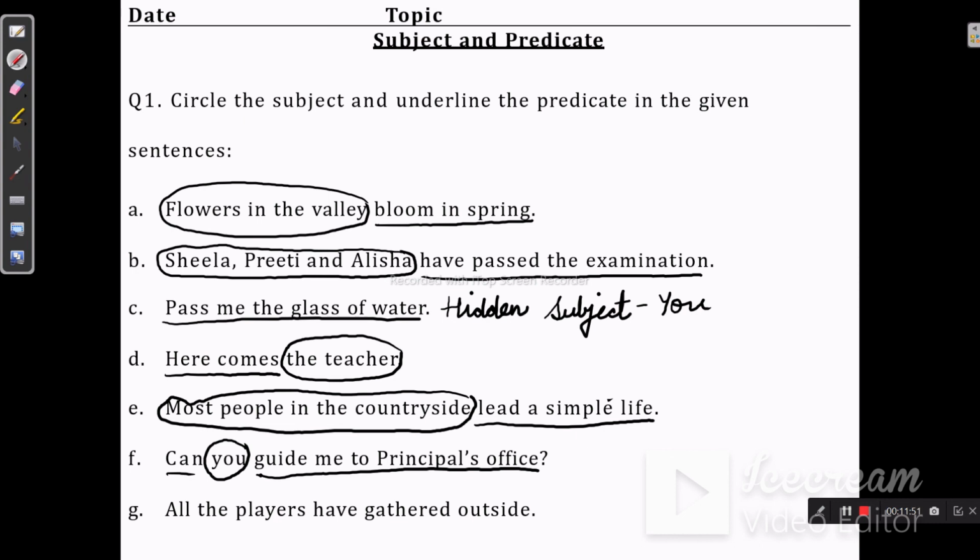G part. All the players have gathered outside. Who have gathered outside? All the players. So all the players is the subject and have gathered outside is the predicate.